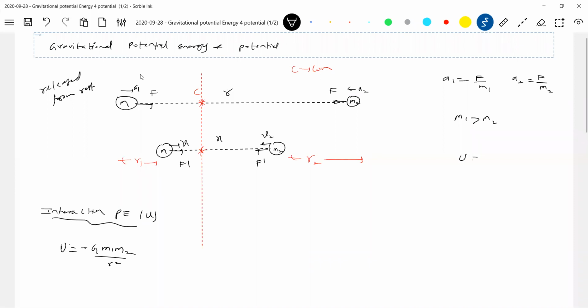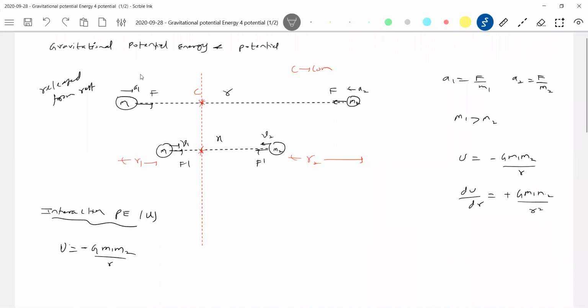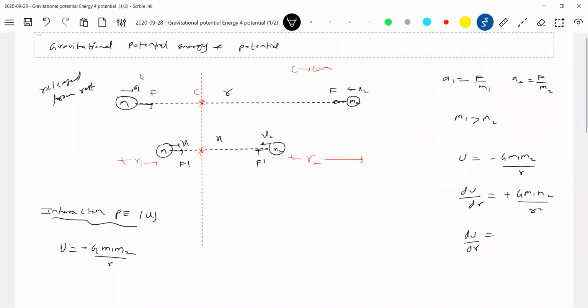So let me just generalize it. I'll differentiate this, dU by dr. If I differentiate this, R to the power of -1, so that will become positive, and this will become R square. Am I right? If I differentiate this with respect to r, I'll end up with this equation. And what is G M1 M2 by R square? It should be the force.